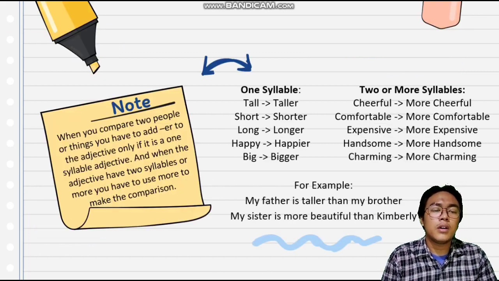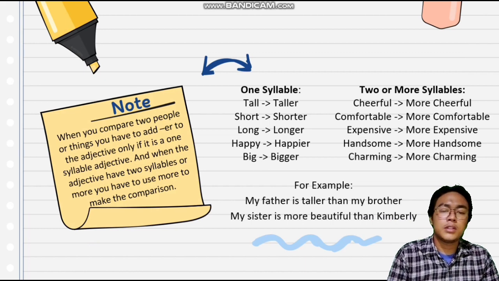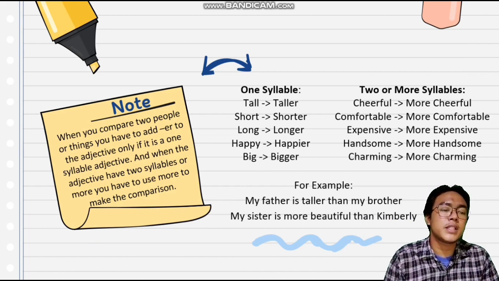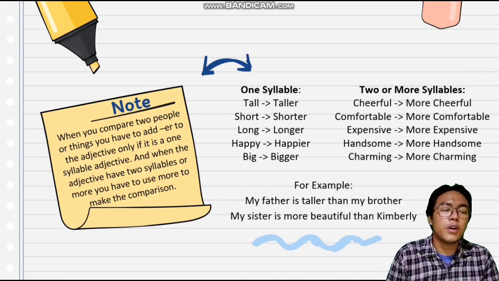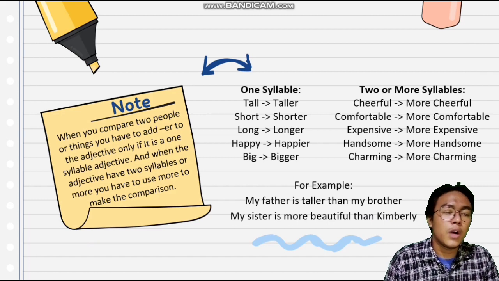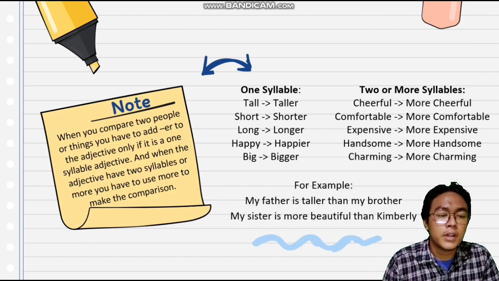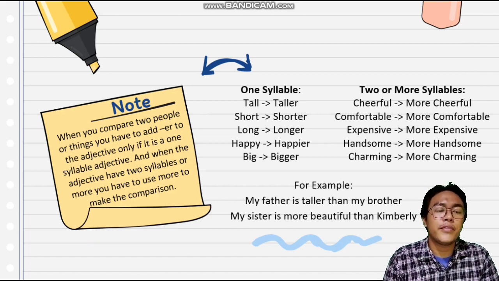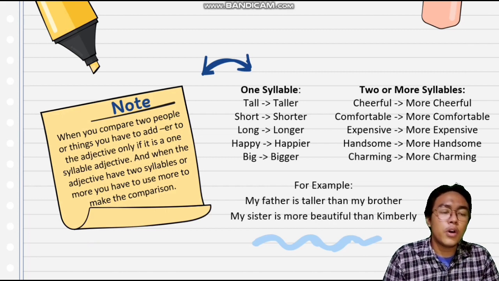The note of the comparative degree is when you compare two people or things, you have to add er to the adjective only if it is a one-syllable adjective. And when the adjective has two syllables or more, you have to use more to make the comparison.